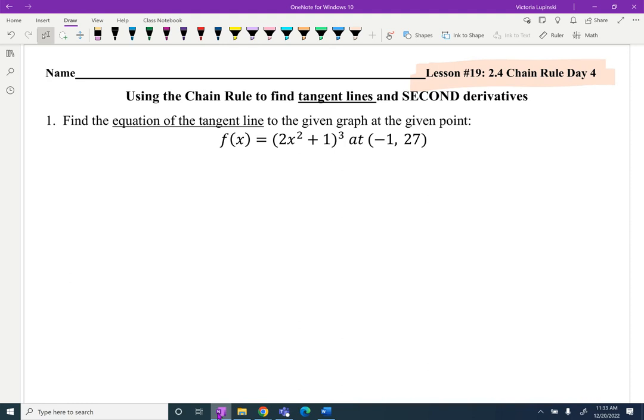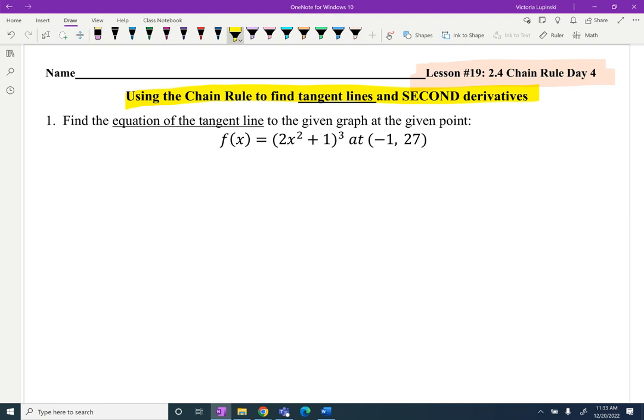All right, so this is our final day of the chain rule, lesson 19. Very short and sweet. And again, as I mentioned, this is not even going to be on the partner quiz. Well, you'll see this again later in chapter 2. So using the chain rule to find tangent lines and second derivatives, that is the goal of today.